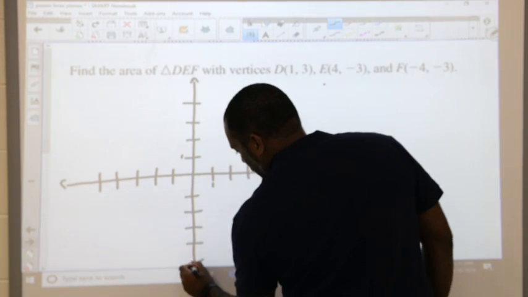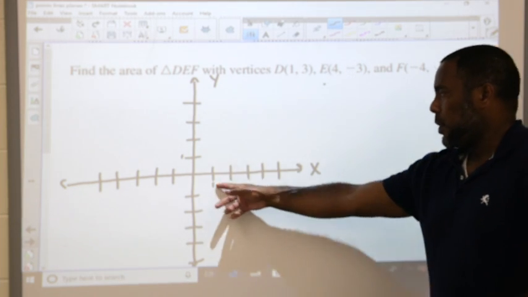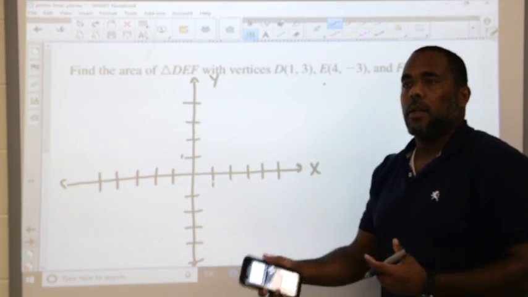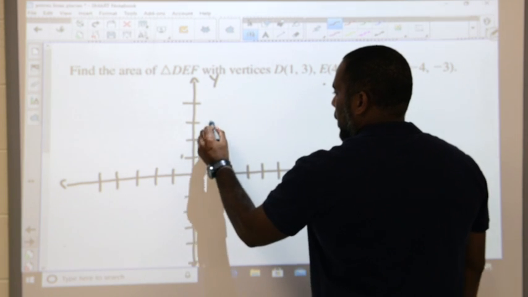So when you create your graph, you should always have an X and Y, so you know which way you're graphing. You also should always have, on your X and Y values, something that's going to tell you how much you're counting by. So here I'm counting by 1s. And so here D is at 1, 3, so X is 1, then 1, 2, 3. There's D. D is at 1, 3.